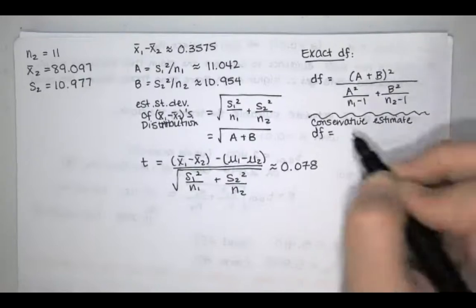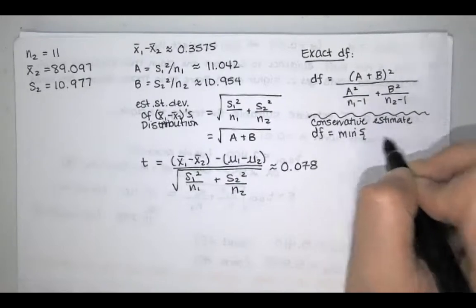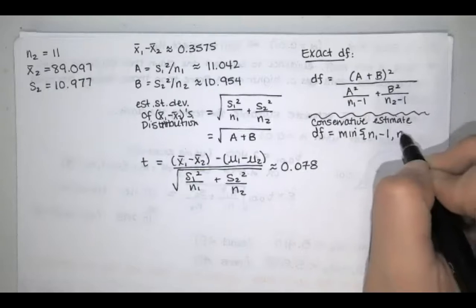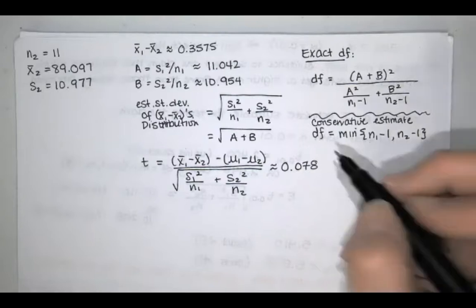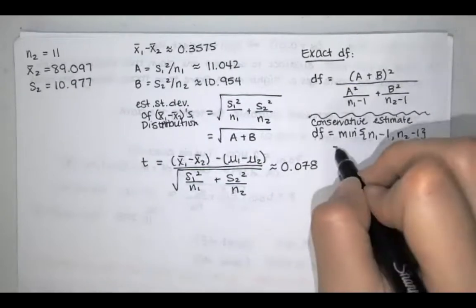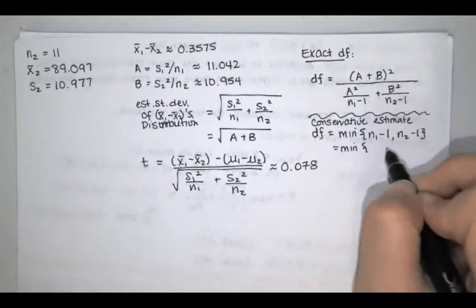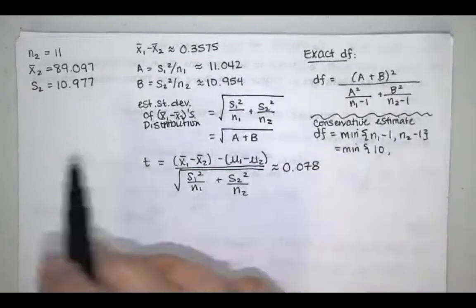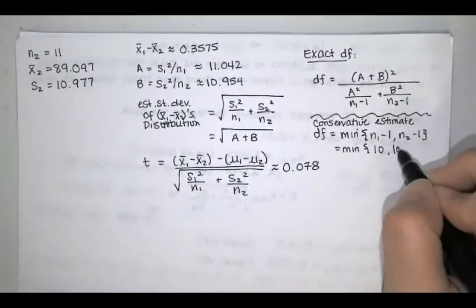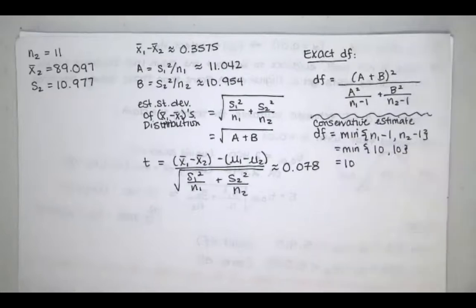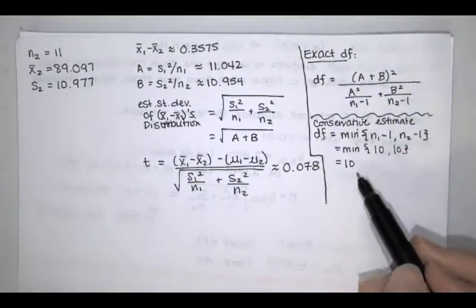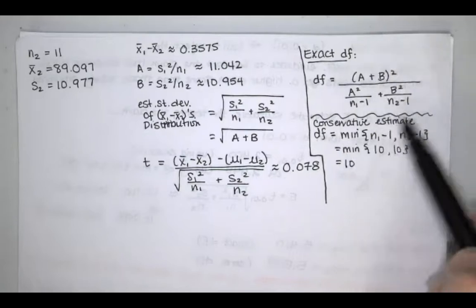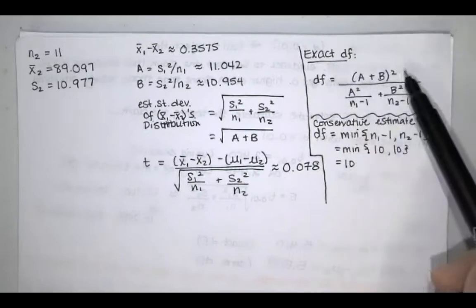And that is given by the minimum of the first sample size minus 1 and the second sample size minus 1. So in our case, the first sample size was 11. So 11 minus 1 is going to be 10. And the second sample size also happened to be 11. So obviously the minimum of 10 and 10 is 10. So we can compute our p-value using this as our number of degrees of freedom, or using the number of degrees of freedom given by this.